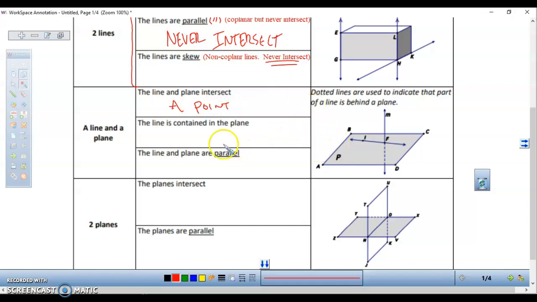There's another example, though. Where does line IF intersect plane P? Now remember, intersection is all the points that the two figures have in common. Well, if this line is on this plane, contained in the plane, then all the points on line IF that are also on plane P will be every single point. So it's possible for a line and a plane to intersect in a line.